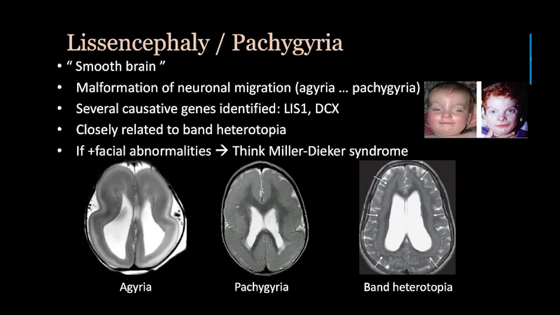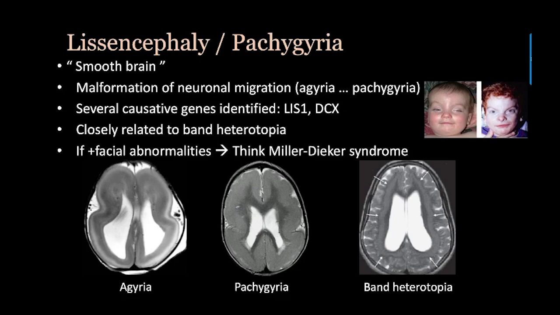Lissencephaly is a spectrum, could range from absence of gyri or sulci called agyria to incomplete development of sulci called pachygyria, and to the least severe form of it, which is called band heterotopia. In fact, band heterotopia is often considered separate from lissencephaly, but we should keep them in mind as along the same spectrum. Like we said, lissencephaly means smooth brain, is a malformation of neuronal migration, could range from agyria to pachygyria. There are several causative genes identified for this condition, including LIS1 and DCX or doublecortin. It is closely related to band heterotopia, like what we said earlier. They fall along the same spectrum.